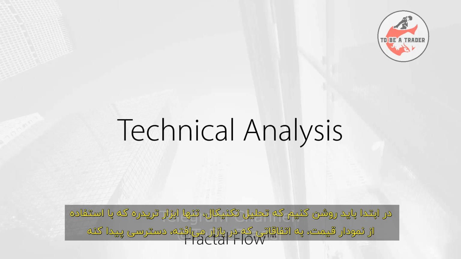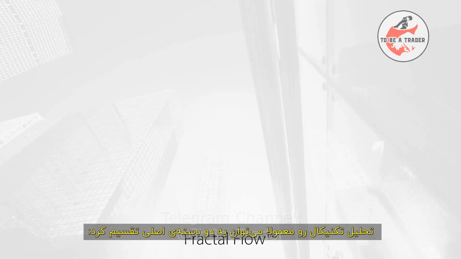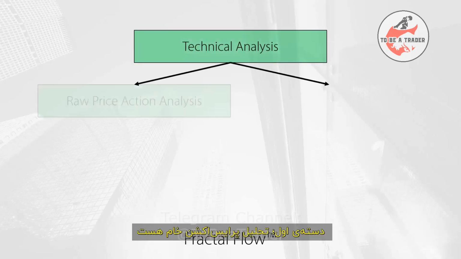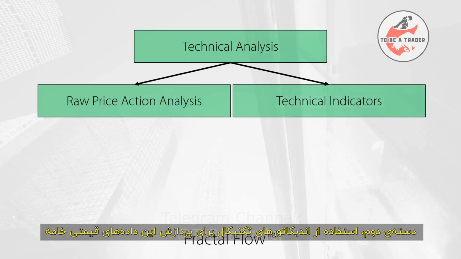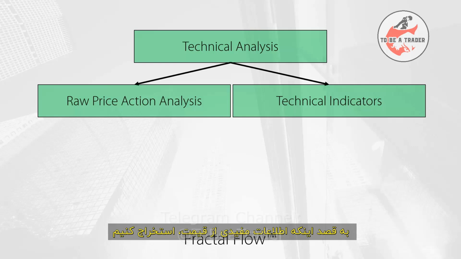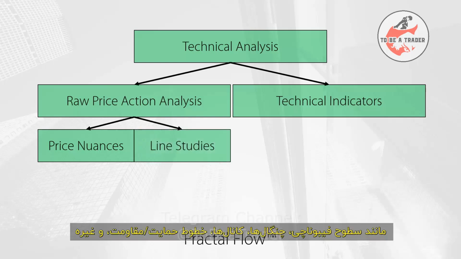First, we should clarify that technical analysis is the trader's only weapon to access what's going on in the market using price charts. Technical analysis can usually be divided in two main categories. The first is the raw price action analysis. The second is the use of technical indicators to process the raw price data in the attempt to extract useful information out of price. The price action analysis itself can be divided in two subcategories, which are the price nuance reading and the various types of lines that a trader can draw on a chart like Fibonacci levels, pitchforks, channels, support resistance lines and so on.